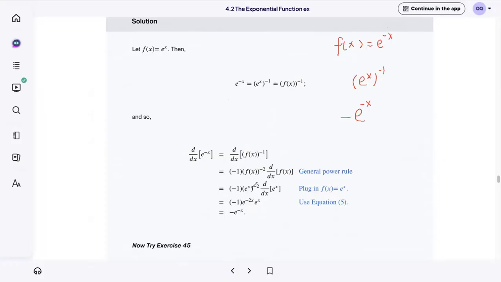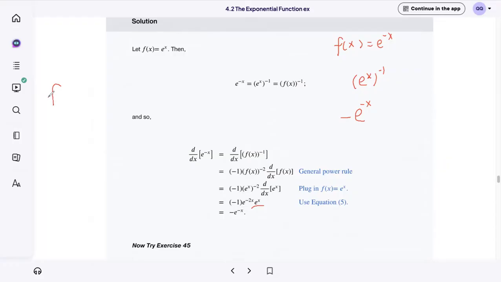We can see from here. First, we just follow the rule. When the function is raised by -1, we have -1, and the function raised by -2. In this case, it's e raised by x raised by -2. Then we differentiate e raised by x. Well, e raised by x, the derivative is just itself. Then e raised by negative 2x plus x, that's just e raised by negative x. So we don't have to do this a second time.